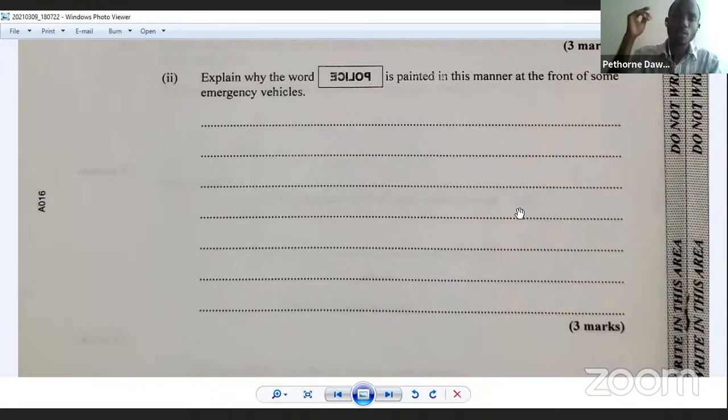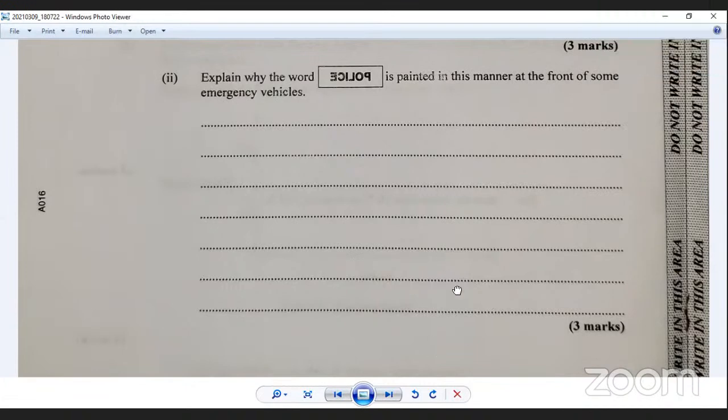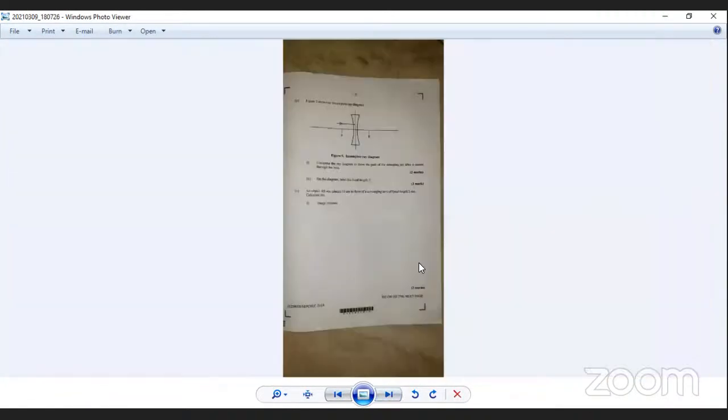Images are inverted in a mirror, so for you to see it correctly in a mirror, they must write it inverted. So by the time it gets to the mirror and to you, it's the right way that it should be. Make sense? Talk to me if I'm making sense. Yes, sir. All right, excellent. We go on to the next page.